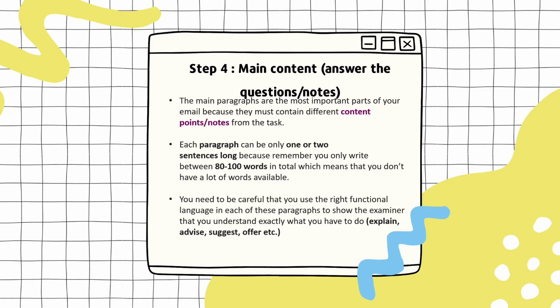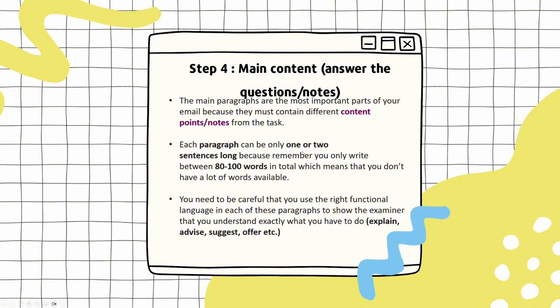Okay, the main content, the words we highlighted just now, the ones in purple, is what you want to answer. The main paragraphs are the most important parts of the email because they must contain different content points or notes from the task, because you are replying to what they have said based on the content points.